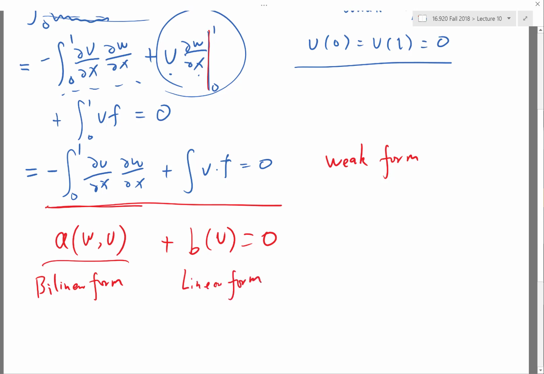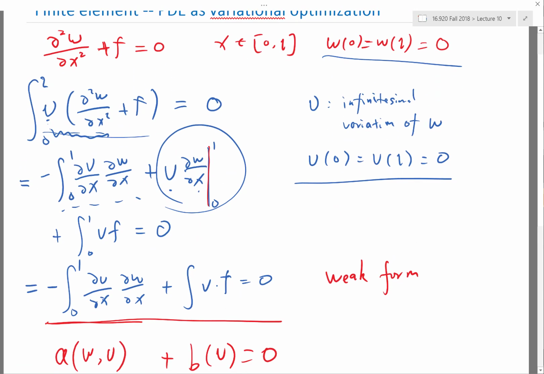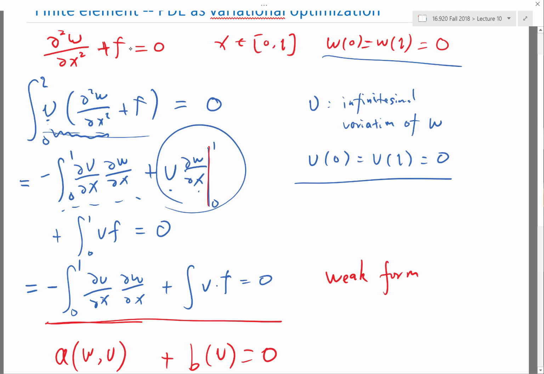So what's the difference? The bilinear form actually contains both the solution w and its small variation, right? Contains both w and v. So the small variation is actually called the test function. Let me just say a little bit about the jargon. I don't really have to. It doesn't really serve anything except when you are reading literature, you know what it means. So w, the solution, is called the trial function. And an infinitesimal variation of w is called the test function.